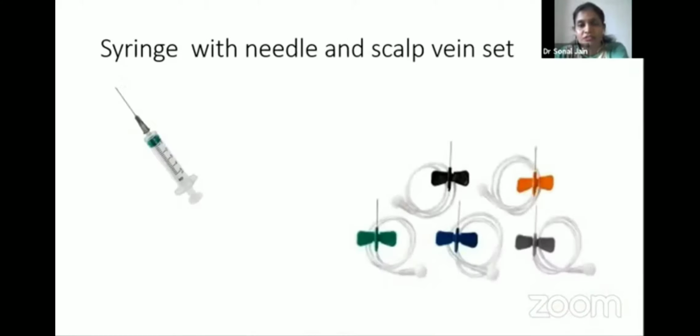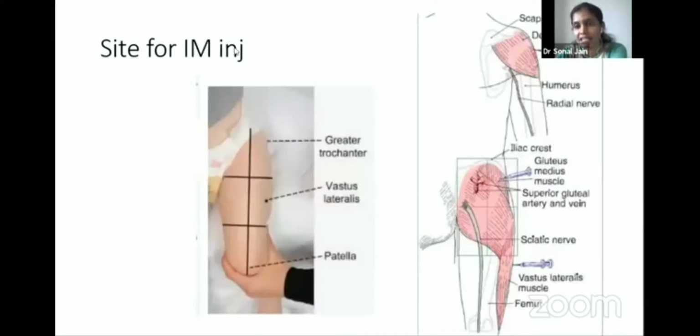This is a syringe with the needle on the left side, and on the right side there is a scalp vein set needle. These syringes are 2 cc, 5 cc, and 10 cc, and they are used for intramuscular injection, intravenous injection, aspiration of fluid from the cavities, and blood sample collection. The common site for intramuscular injection in the adult is the deltoid. We find the acromion process, and 2 centimeters below that we can give the injection.